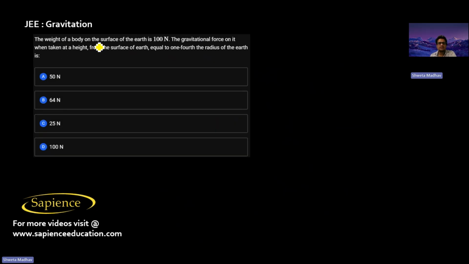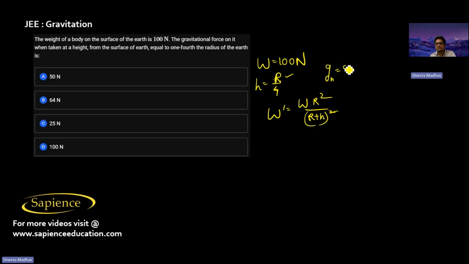Then it is told the weight of a body on the surface of the earth is 100 Newton. The gravitational force on it when taken at a height above the surface of the earth equal to 1/4 the radius of the earth is, so h is r by 4. So we know that the new weight will be equal to the actual weight into r square by (r plus h) whole square, since we know that g at a height is given as g into r square by (r plus h) whole square.